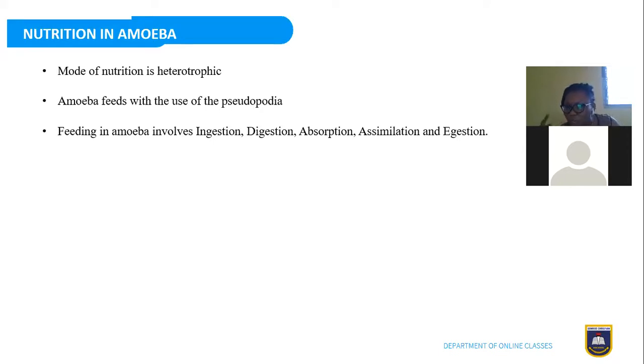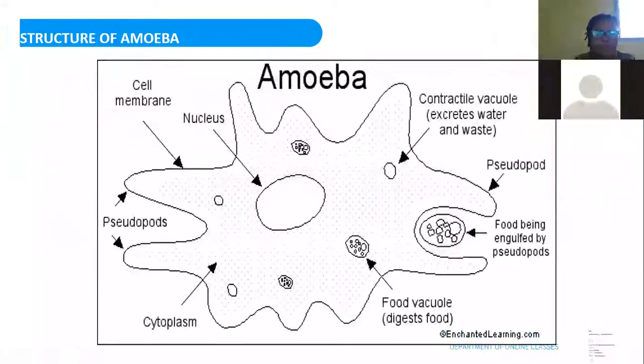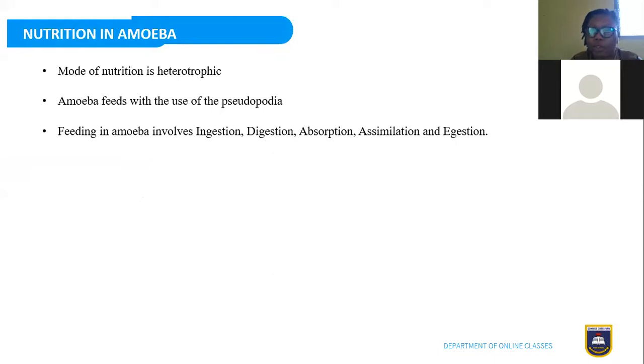I told you that when we were looking at the structure of the amoeba, the cell membrane allows movement of substances into and out of the cell. So what happens is that the food that the amoeba doesn't want anymore fuses with the cell membrane and then comes out through the cell membrane again to the external environment. That is the process known as egestion. So that is how amoeba undergo nutrition. Basically, that is something about nutrition in amoeba.